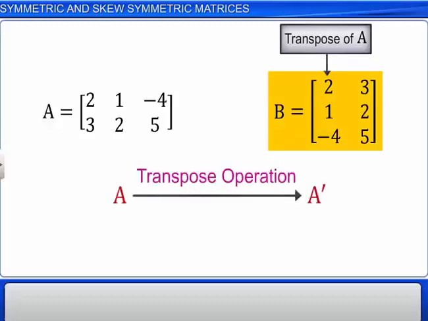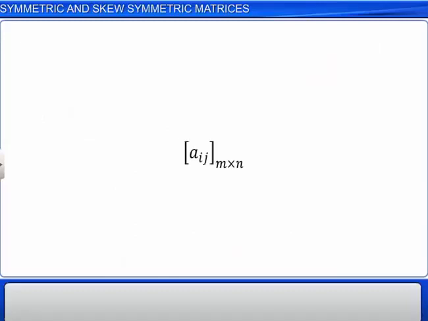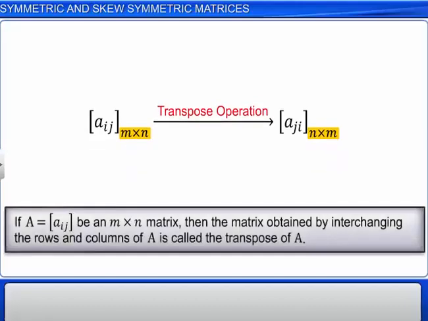The transpose of a matrix A is denoted as shown. An alternate representation of the matrix is written as A superscript T, where T denotes the transpose. It should be noted that the order of the matrices is of importance. If the order of the original matrix is m by n, then the transpose is of the order n by m. Now, we can define the transpose of a matrix. If A be an m by n matrix, then the matrix obtained by interchanging the rows and columns of A is called the transpose of A.